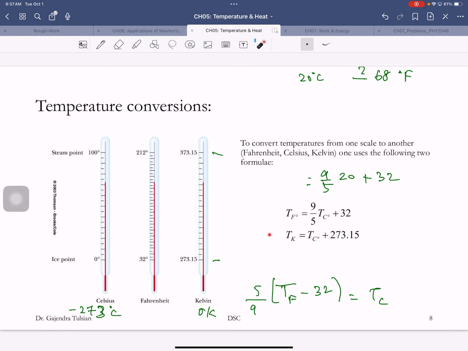This formula lets you convert from a Celsius temperature to a Fahrenheit temperature. So you can put, let's say, 20 degrees Celsius: 20 divided by 5 would be 4. 9 times 4 is 36. 36 plus 32 is 68. So 20 degrees Celsius is 68 degrees Fahrenheit. So that's what this lets you do. And this lets you convert from Celsius to the Kelvin scale.